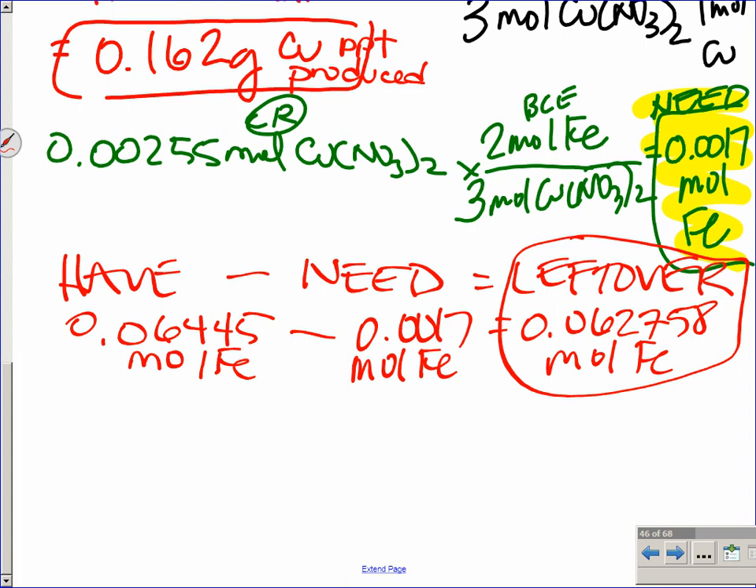Or what do you think I could ask you to do here? Convert to grams, to actually mass, and see how much of the product I had, or how much excess reagent I have left over. I'm not saying that's easy, and I'm not saying that's not a process, because it totally is. But like I said, this is the pinnacle of our stoichiometry process. What do we do first?